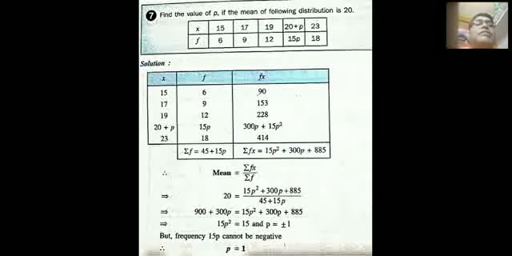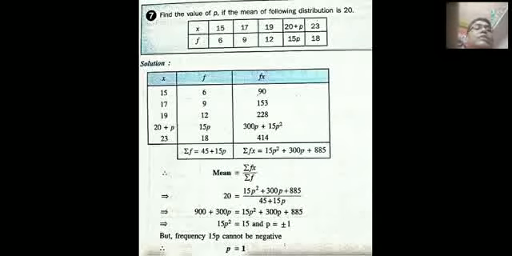Next, find the value of P if the mean of the distribution is 20. Here the mean is given and one unknown term, P, you have to find out. X column: 15, 17, 19, 20 plus P, 23. F is equal to 6, 9, 12, 15P, 18. From this you find sigma F is equal to 45 plus 15P.